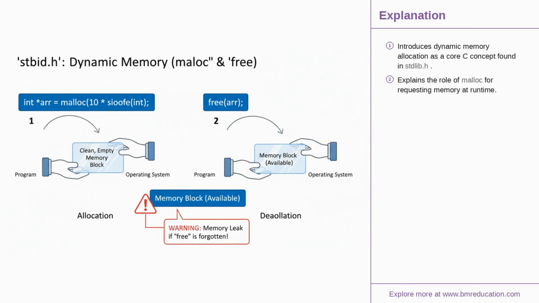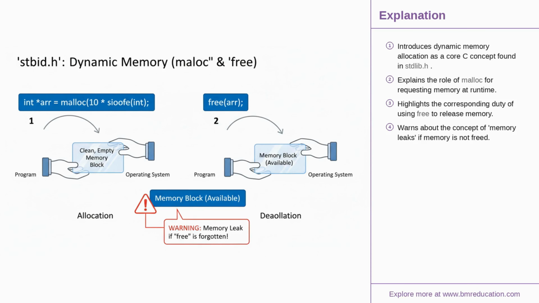Perhaps the most powerful feature of stdlib.h is dynamic memory allocation. Functions like malloc, memory allocate, allow you to request a block of memory of a specific size while your program is running. This is essential for creating flexible data structures, like arrays whose size you don't know until runtime. When you're done, you must return the memory using free to prevent memory leaks.